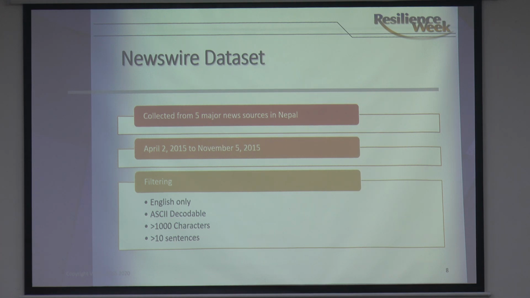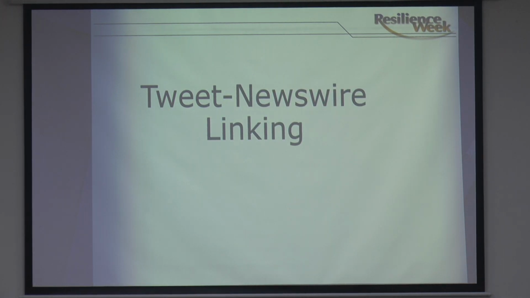So we only focused on the English subset, which is ASCII decodable, has at least 1,000 characters and at least 10 sentences. That brought it down to roughly 300 to 350 news articles. Now the question arises: can we link the tweets and the Newswire articles based on their relevance? The tweets should be relevant to the Newswire article that we are looking at.